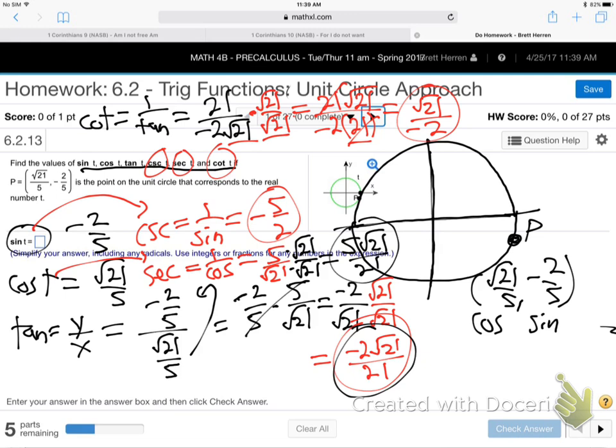Everybody good? So again, the moral of the story, the main point: cosine is the x value. So they're kind of reversed. We always think of sine as coming first, which it does in the list. It's always sine, then cosine. But in the coordinates, it's cosine first. You have to intentionally remember that. The x is cosine. The y is sine.